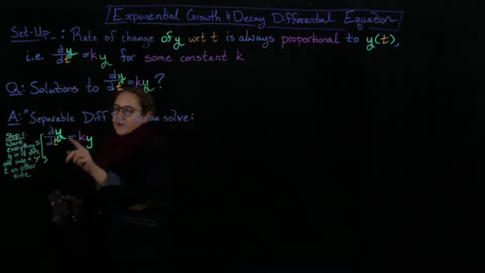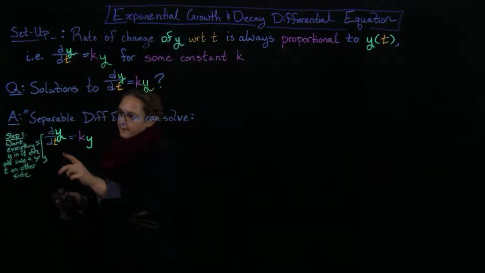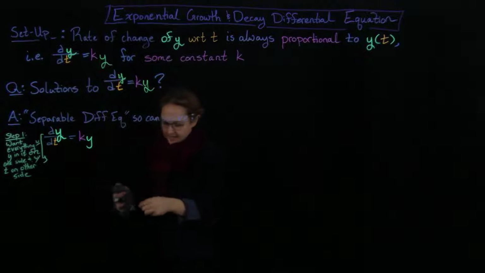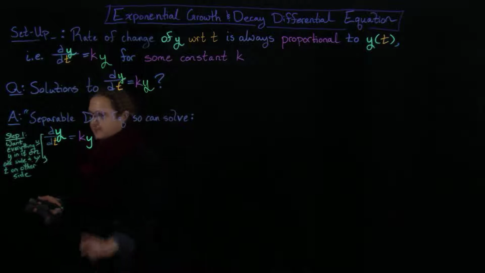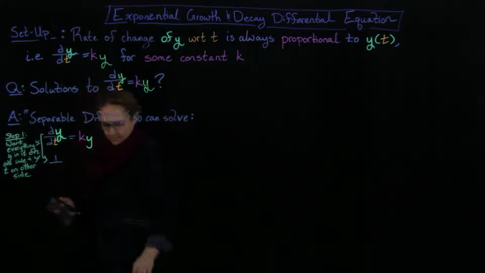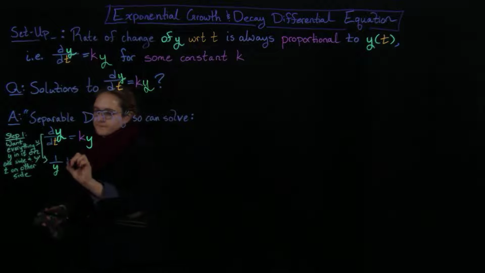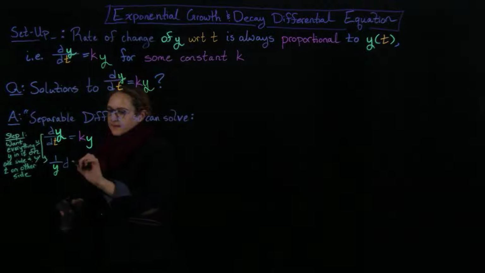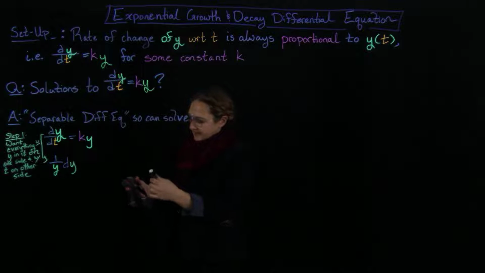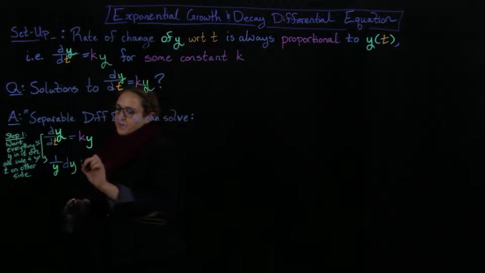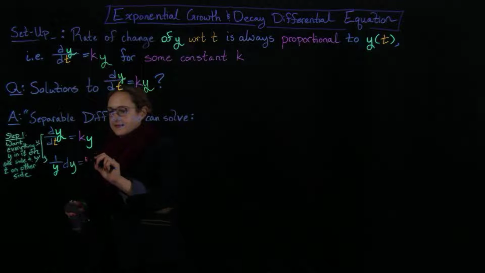So what do I have that has y in it? I have dy and I have y. So I can move over the y, but then this has a t in it, so I move it to the other side. What I end up getting is 1 over y dy. I just divided both sides by y, and I'm multiplying both sides by dt, so that ends up over here. I end up on the other side with k dt.